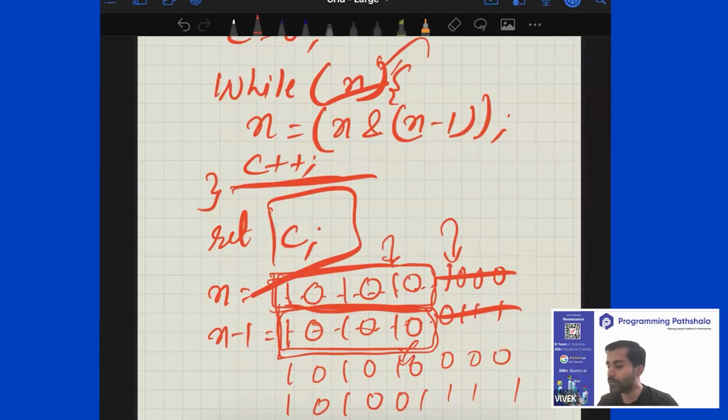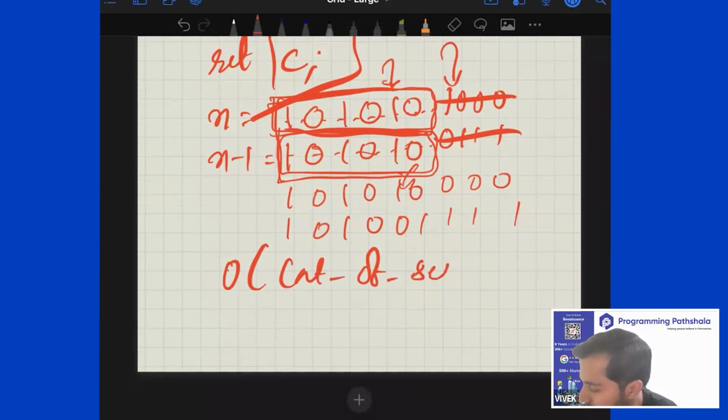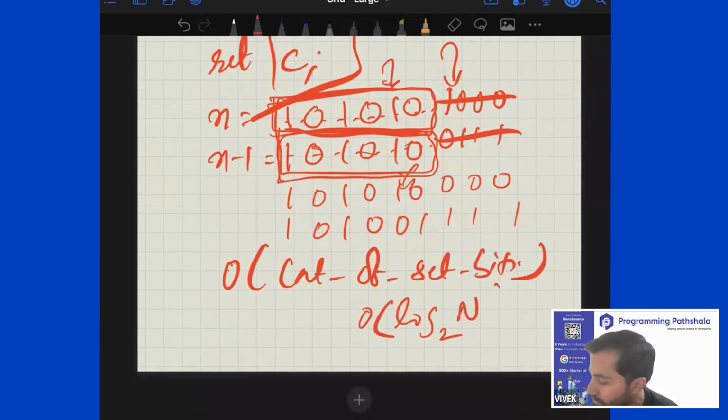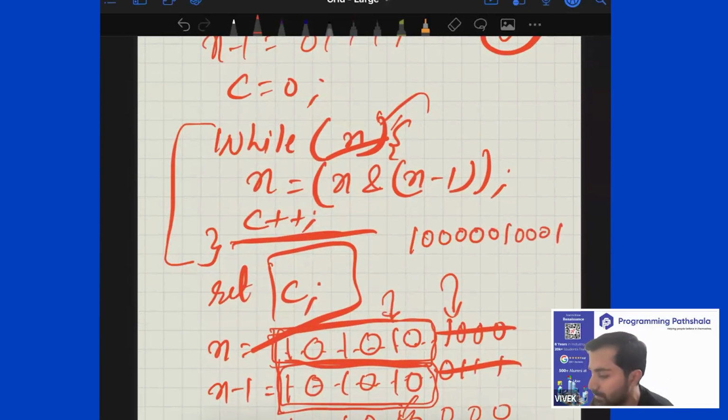Make sense? So what will be the time complexity of this approach? The time complexity of this approach will be order of count of set bits, which is slightly better than log of n. Because if you remember the log of n approach, there we were looking at all the bits. But in this case, the number of iterations of this loop is just going to be dependent upon how many set bits are there. So if you have a bit pattern which contains too many zeros and too few ones, then this is going to be a more efficient solution.